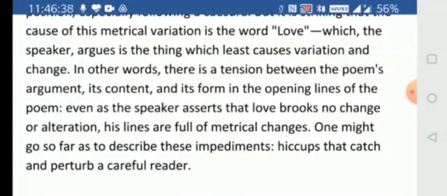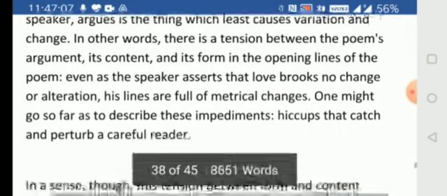In other words, there is a tension between the poem's argument, its content, and its form in the opening lines of the poem. Even as the speaker asserts that love brooks no change or alteration, his lines are full of metrical changes. Now, this is a paradox. One might go so far as to describe these impediments as hiccups that catch and perturb a careful reader.